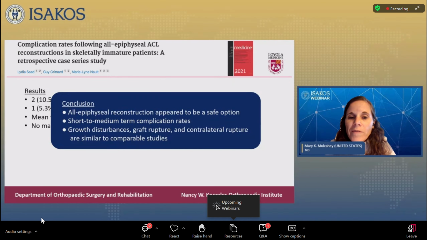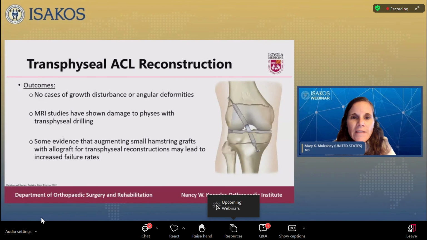So they concluded that all epiphyseal reconstruction appears to be a very safe option. Short-term to medium-term complication rates are overall fairly favorable. And then growth disturbance, graft rupture, and contralateral ACL rupture are fairly similar to previous studies.